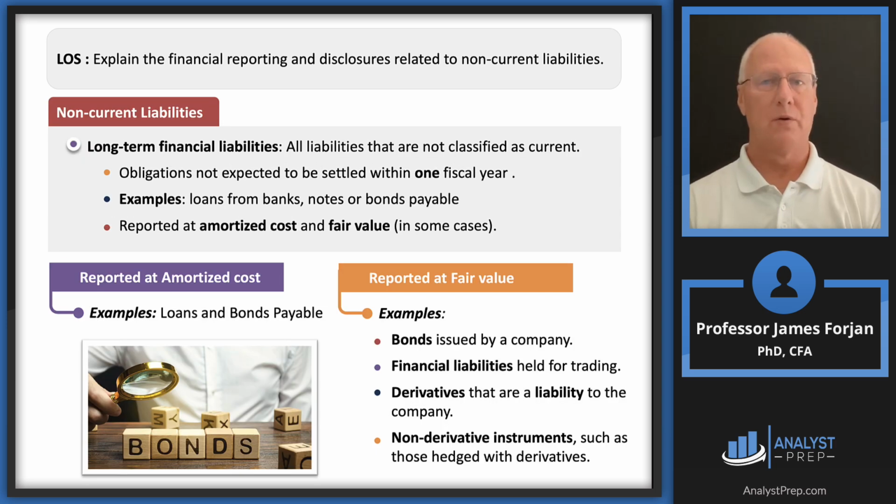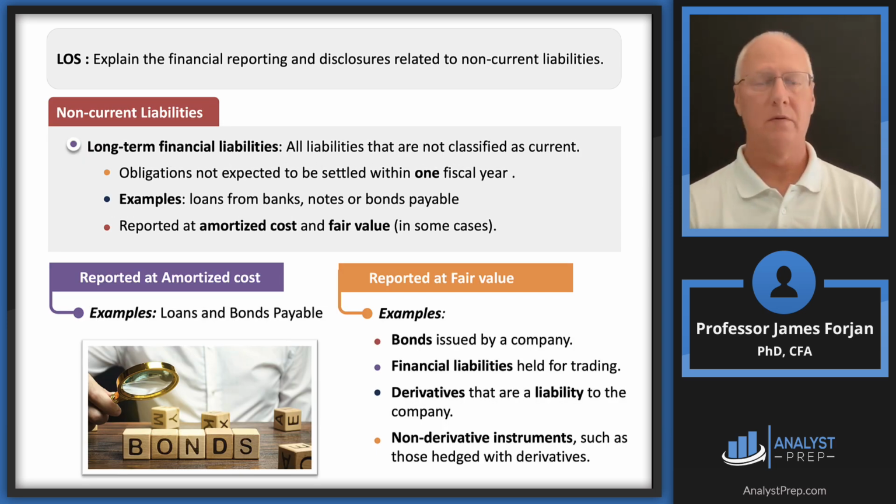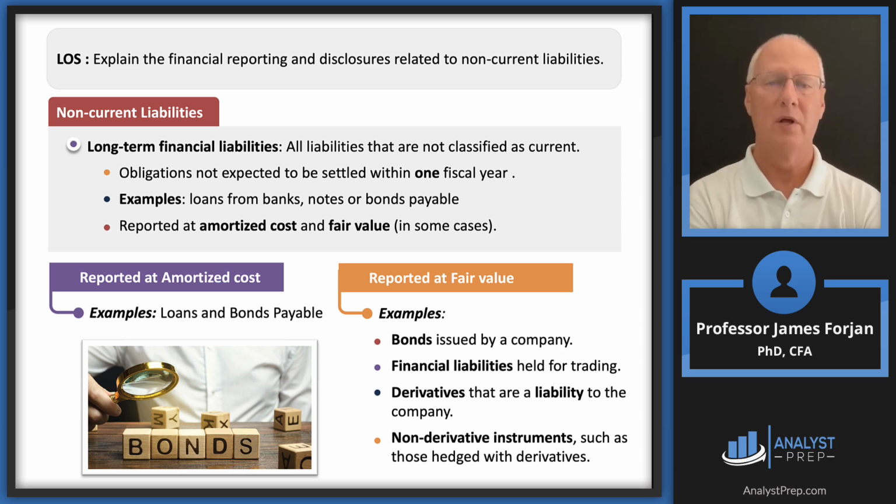Let's move on to the non-current liability learning outcome statement. There's a simple definition: they're not classified as current, not expected to be settled within one year. So these are bank loans, notes payable, bonds payable. Most of the time, these are going to be reported at amortized cost. So there you go, down in the purple on the bottom left. But in some cases, you can report these at fair value.